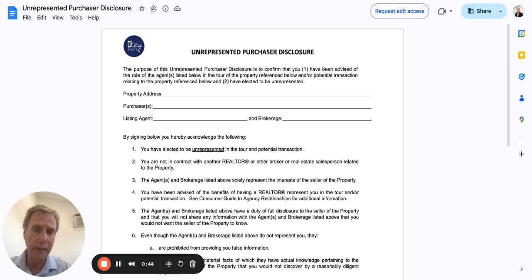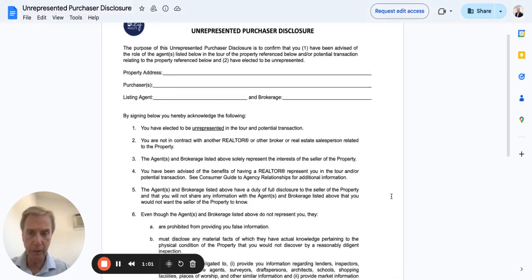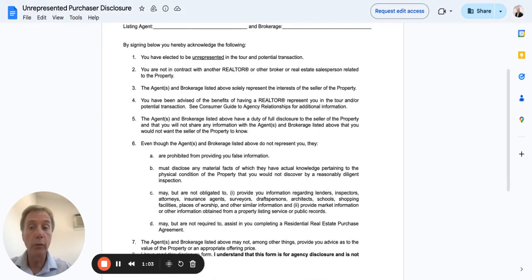The purpose of the form is to disclose that you, the buyer, have been advised of the role of the agents listed below. You're going to tour the property, and you've elected to be unrepresented. Simply put in the property address, the purchaser's names, your name as the listing agent, and Key Realty as the brokerage. Then you're going to go over with the buyer what they're agreeing to, and the buyers agree to be unrepresented. It's underlined so they understand that, and it's for the seeing of this property.